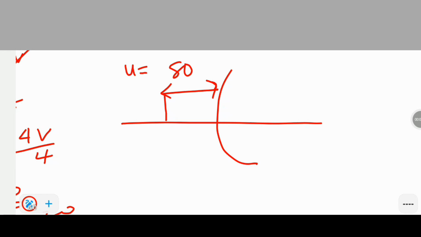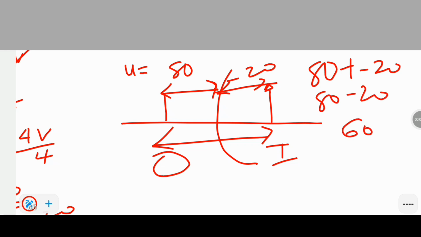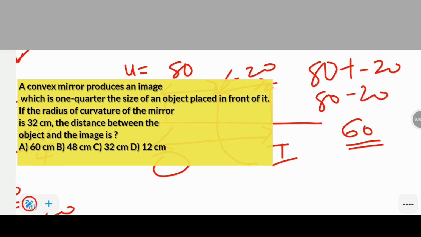But the image is located on the other side. Well, this is a convex mirror. The image is located on this side here. Okay, this is where the image is. So this image is virtual. It is behind the mirror. So from here to here is minus 20. So you are told to find the distance between the object and the image. This is the image, this is the object. So the distance between them is 80 plus minus 20, which is 80 minus 20, which will give you 60. Distance between the object and the image is 60 centimeters. So the correct answer is option A.